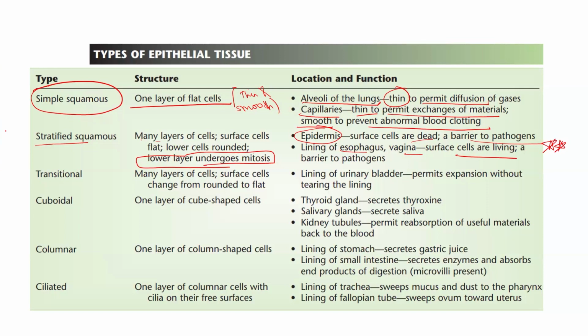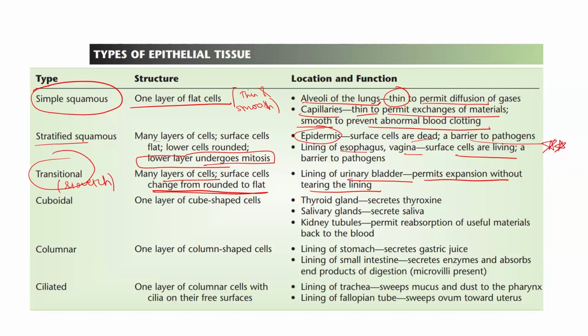The next is the transitional. This transitional is also a stratified type, which consists of many layers of cells, and the surface cells change from rounded to flat. It has the power of stretching. Transitional cells can stretch. They are present in the lining of the urinary bladder. It permits expansion without tearing the lining, so the cells can expand without any tear.